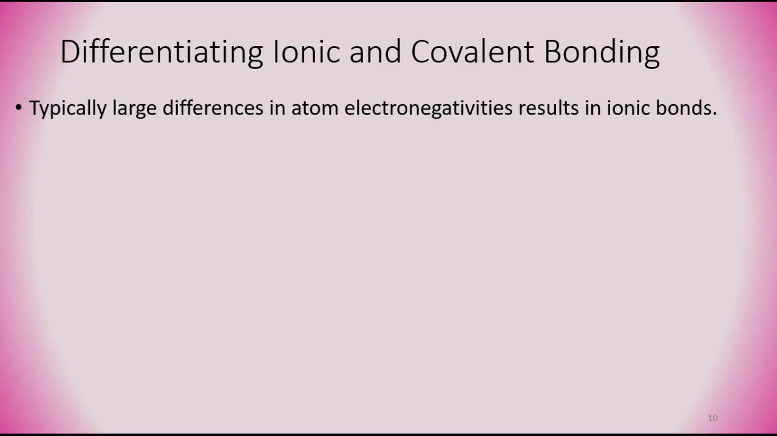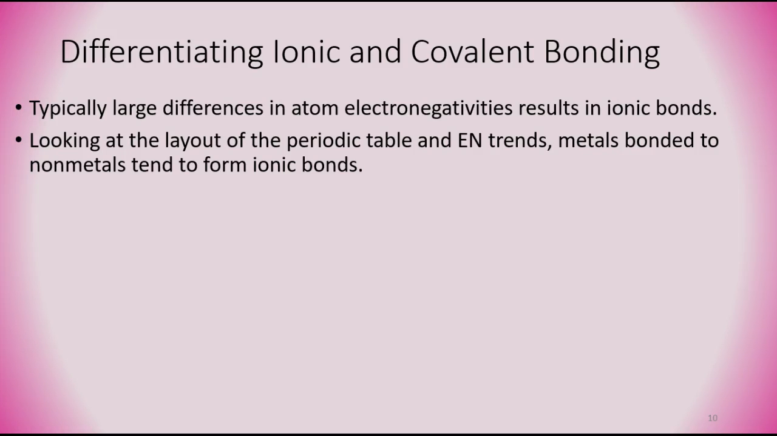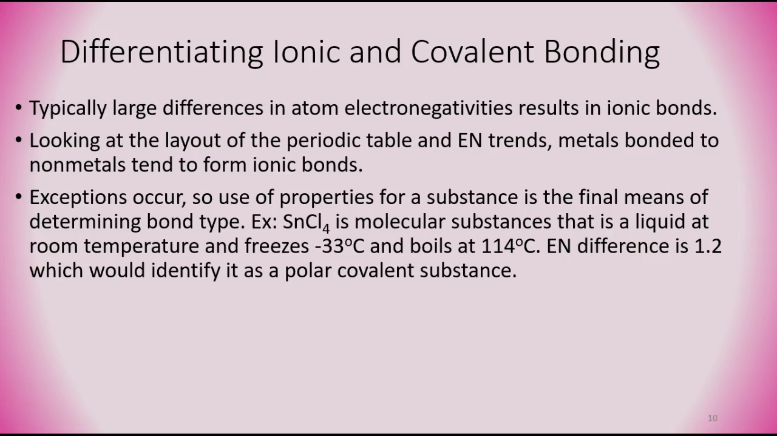So that's why we'd have a transfer of electrons and then the two ions sticking together. That's why we see metals bonding to nonmetals and forming ionic bonds typically. There are exceptions, as always. So again, this is kind of on a spectrum.